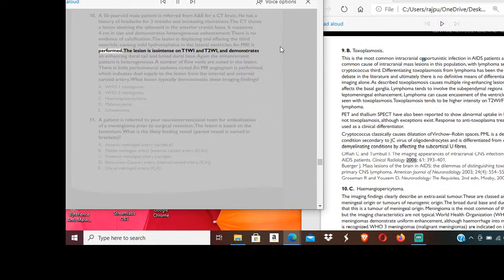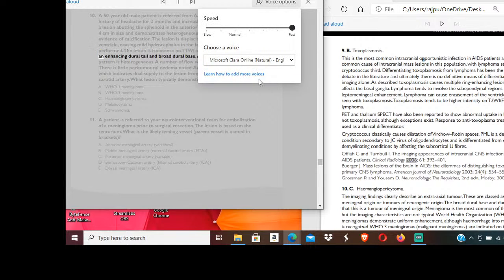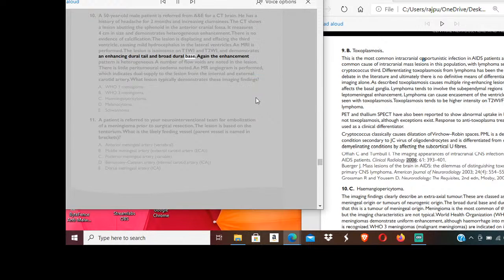An MRI is performed. The lesion is isointense on T1WI and T2WI and demonstrates an enhancing dural tail and broad dural base. Again, the enhancement pattern is heterogeneous. A number of fluid voids are noted in the lesion. There is little peritumoral edema noted. An MR angiogram is performed, which indicates dual supply to the lesion from the internal and external carotid artery. What lesion typically demonstrates these imaging findings?